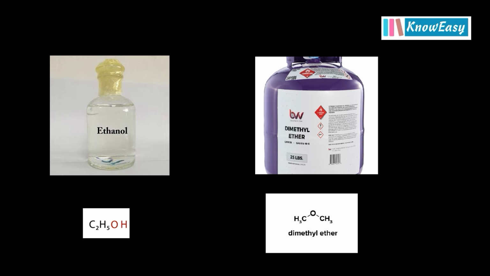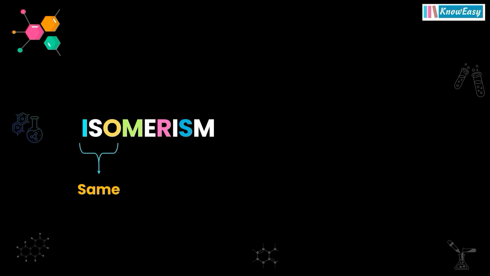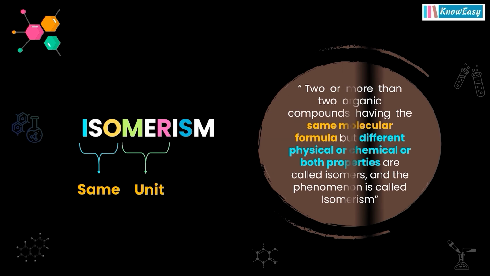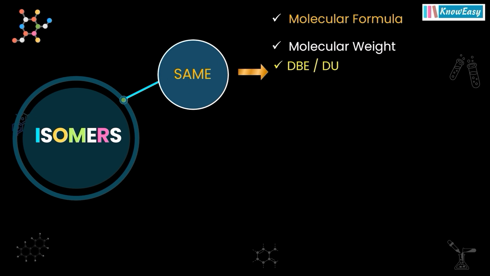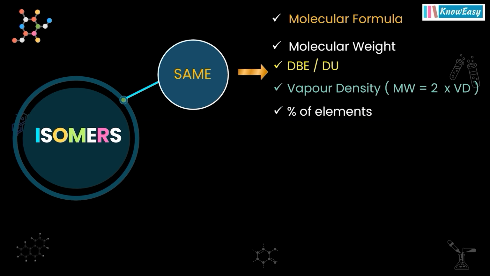The term isomerism consists of two words. Iso means same, mer means unit. Two or more than two organic compounds having the same molecular formula but different physical or chemical or both properties are called isomers, and this phenomenon is called as isomerism. Isomers have same molecular formula, they have same molecular weight, they have same double bond equivalent, they have same vapor density, and they have same percentage of element. Even they have same empirical formula.